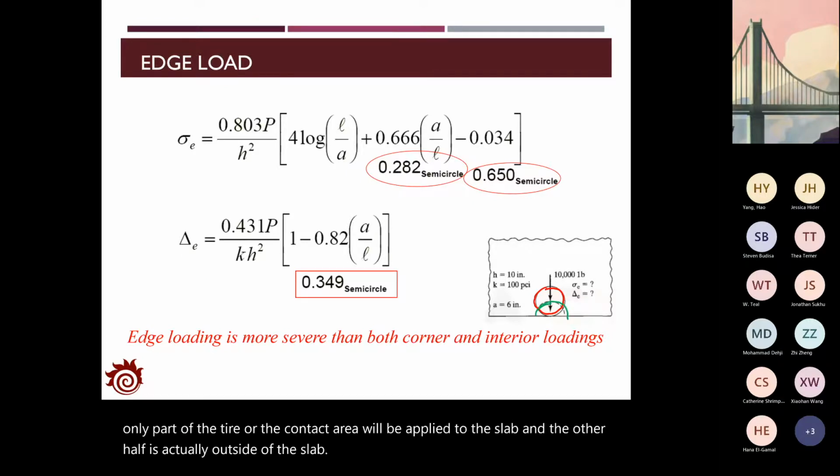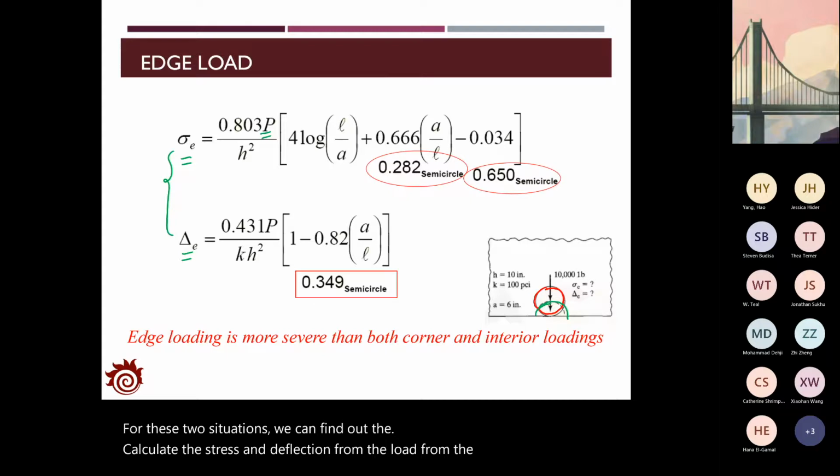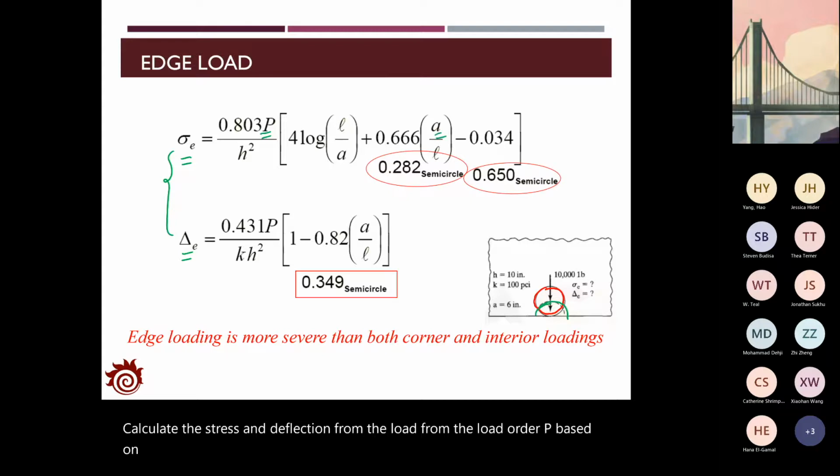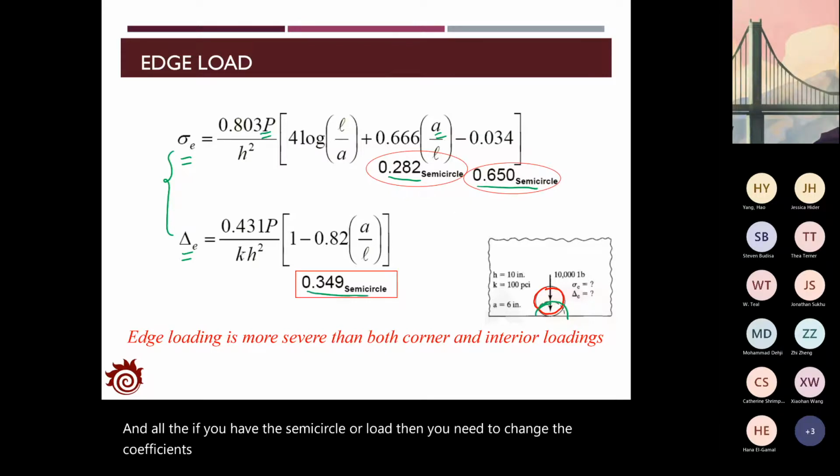For these 2 situations, we can calculate the stress and the deflection from the load P based on the contact areas, the radius of relative stiffness, and also the thickness of the PCC slab. And if you have the semicircle load, then you need to change the coefficients to calculate the stress and the deflection.